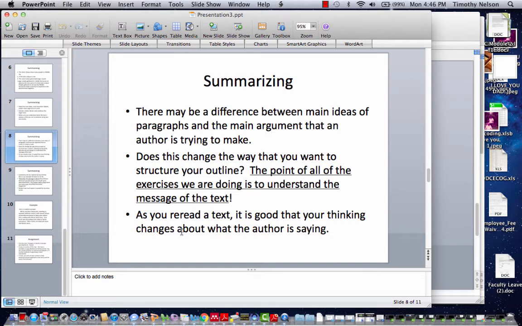Does this change the way that you want to structure your outline? I'm talking about the one that you made after Module 1. So the point of all of these exercises that we are doing is to understand the message of the text.